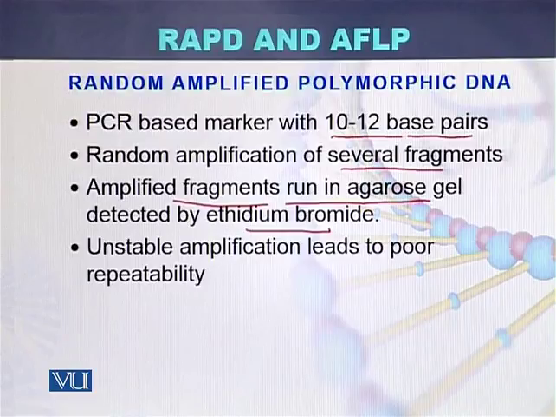So in case of random amplified polymorphic DNA, which is also called RAPD, there are 10 to 12 base pair long markers. With the help of these markers, DNA is amplified and it amplifies several fragments of the DNA. So amplified fragments are run on the agarose gel and they are detected with the help of ethidium bromide. So this technique is called random amplified polymorphic DNA.